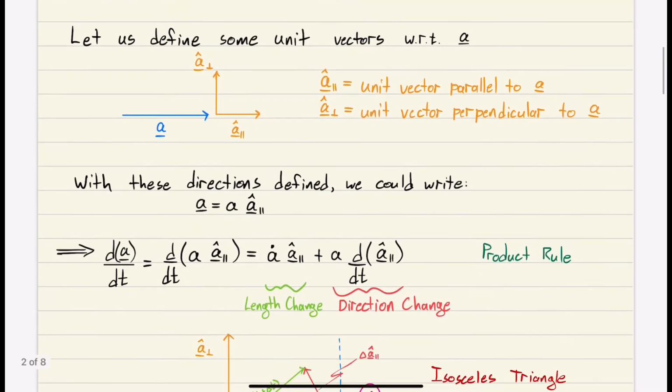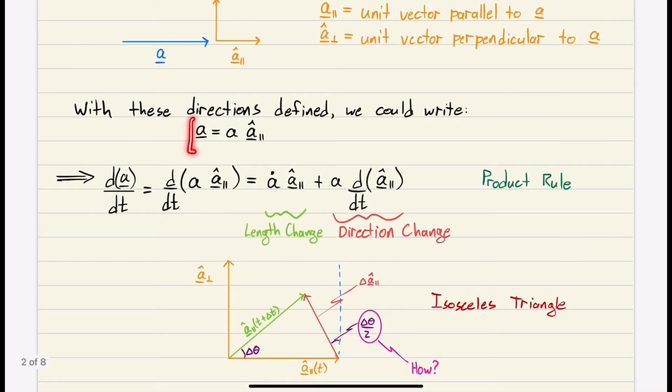Nothing wrong with that. Let's take the derivative of this. What is the derivative of this? Well, it will be dA/dt equals, that's the left side, equals the derivative of this. And we're just going to do the product rule like we did above. So derivative of the first, a dot, times the second, plus the first, times the derivative of the second. That's just the product rule. And we have two components on this. The first part is our length change, and the second part is our direction change.